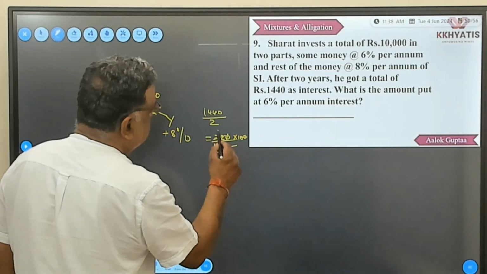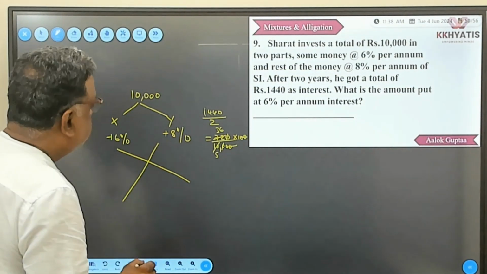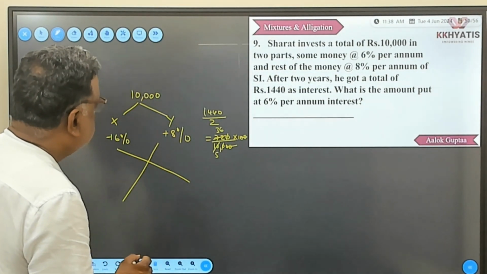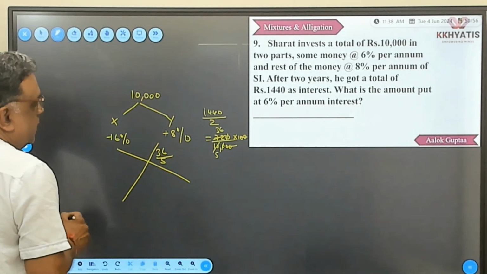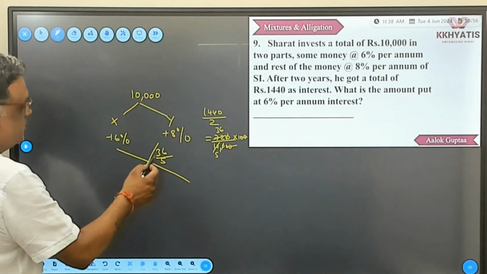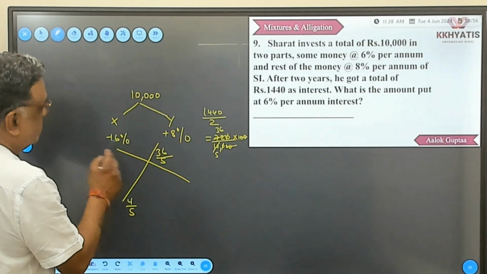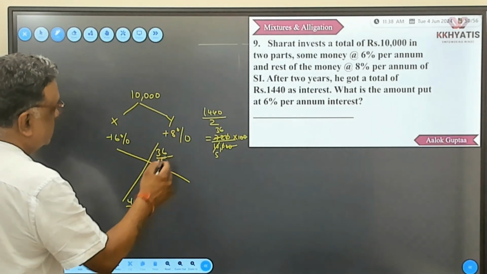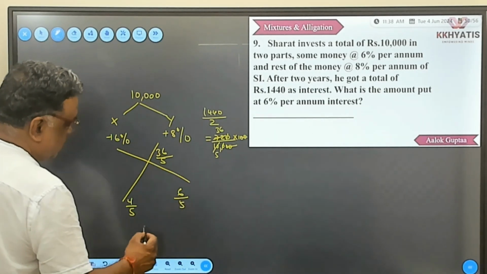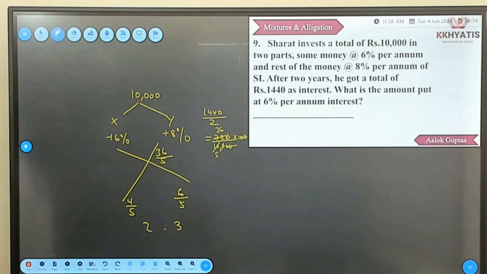36 by 5. Correct? So this is 36 by 5. So this will become 8 minus 36 by 5 is 4 by 5. And 36 by 5 minus 6 is 6 by 5. So this ratio will become 2:3 if I cancel 5, 5, 2 and 3. What is the amount put at 6% per annum interest?